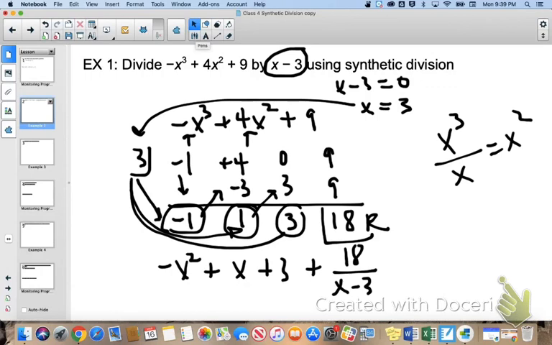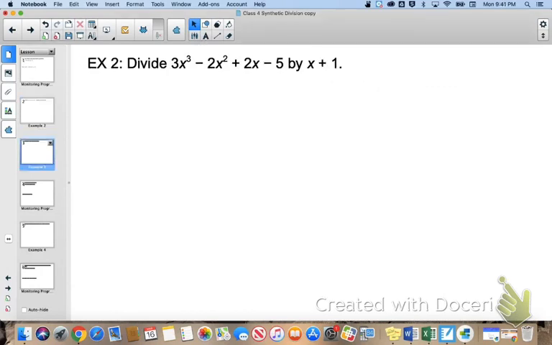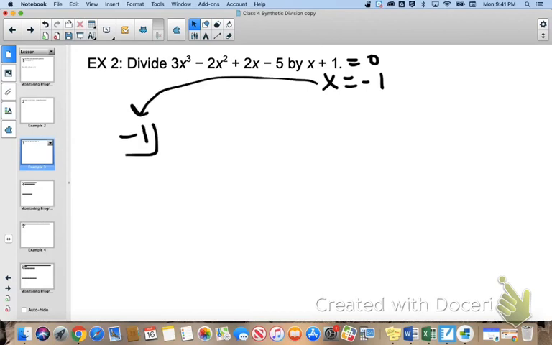I know you need a lot more practice. Don't worry, we've got a lot more examples coming up. All right, our next example. So first thing we do, x plus 1 equals 0. You get x equals negative 1. So that's what goes in your divisor. Okay, now we're looking at our coefficients. 3x cubed minus 2x squared plus 2x and minus 5. That's what goes into our coefficients.